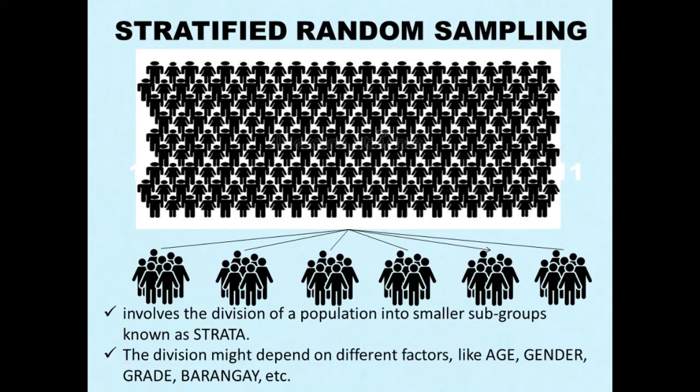It involves the division of a population into smaller subgroups known as strata. For instance, sa isang school, igugrupo mo sila. That is what we call strata. Ngayon, paano mo sila igugrupo? According to what? Ano yung magiging basehan mo? Pwede maging basehan mo yung age, gender, yung grade nila, hobby nila, maraming factor.